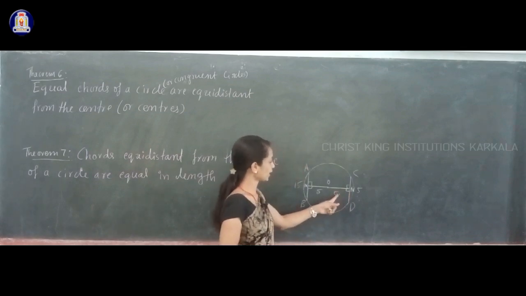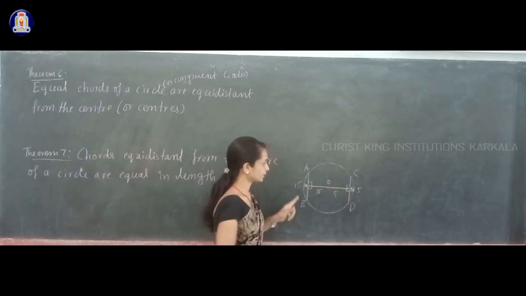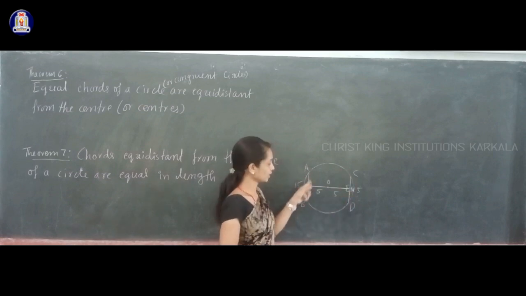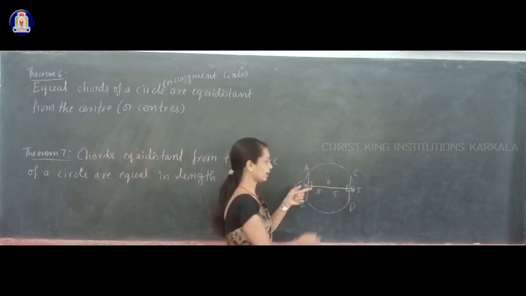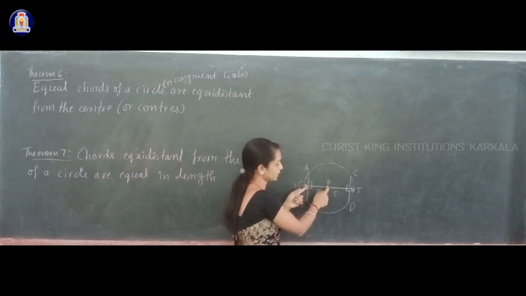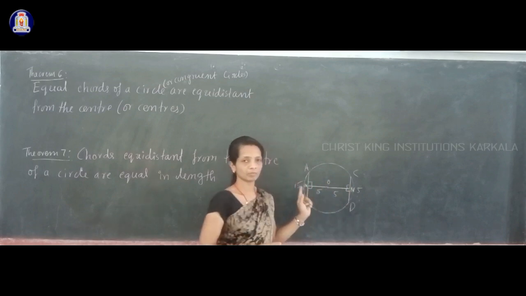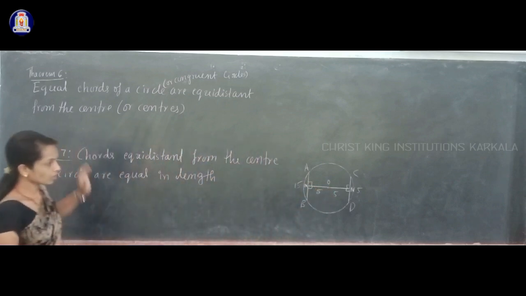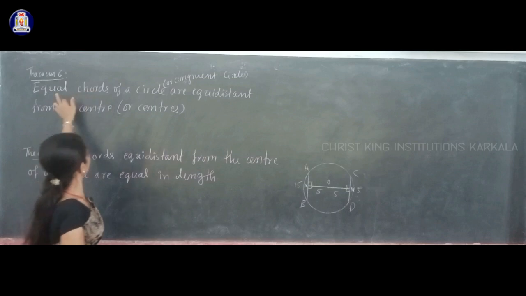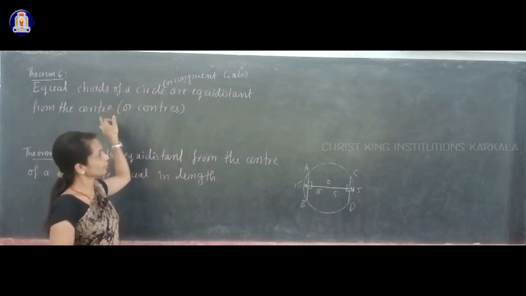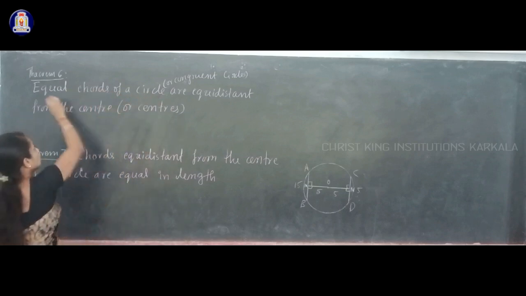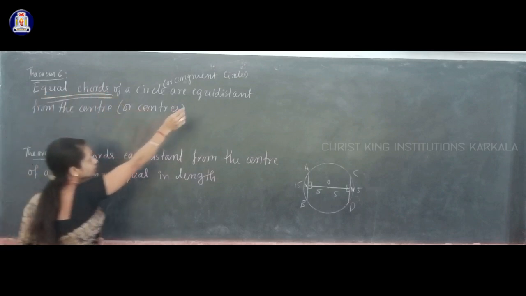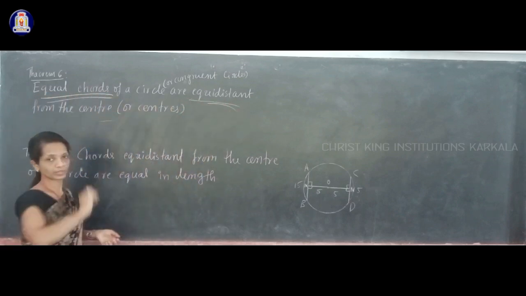We can do one activity: draw one circle and take two equal chords like this, AB and CD, and draw perpendiculars from the center to both chords AB as well as CD, and measure these two perpendiculars. They will measure the same. So that shows that equal chords of a circle are equidistant from the center. Always, equal chords are equidistant from the center of that circle.